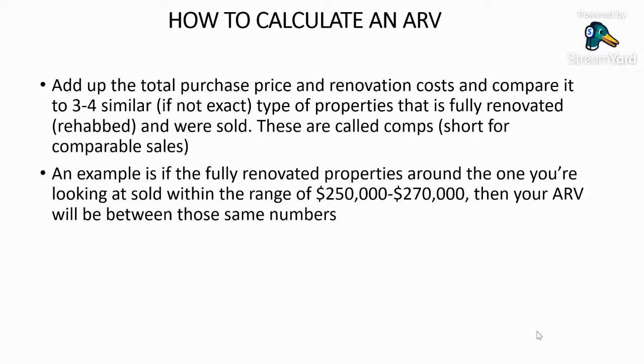The next point, an example: if the fully renovated properties around the one you're looking at sold within the range of $250,000 to $270,000, then your ARV will be between those same numbers. So I'm going to be throwing this term ARV around a lot, because I want you to get familiar with it. I already gave it a definition. ARV just means the value of the property after it has been renovated or repaired. They're interchangeable. Okay, so let's go to the next slide.